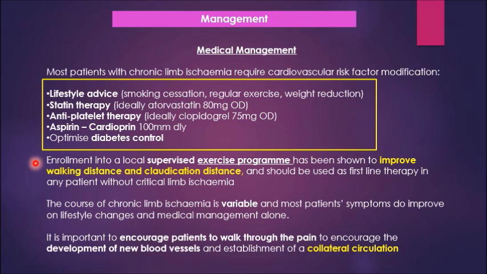And should be used as the first-line therapy in any patient with critical limb ischemia. All patients with critical limb ischemia, or even mild forms of limb ischemia, must improve with exercise, and also the claudication distance must improve. So patients walking is a very, very important exercise. The cause of chronic limb ischemia is variable, and most patients' symptoms do improve on lifestyle changes and medical management alone. Most of the patients will improve to some extent.